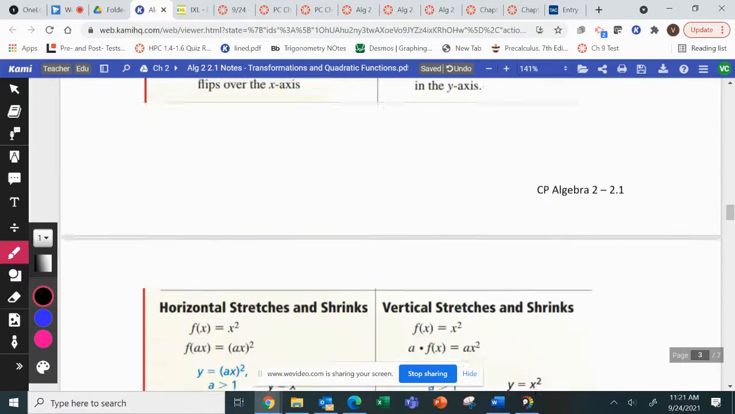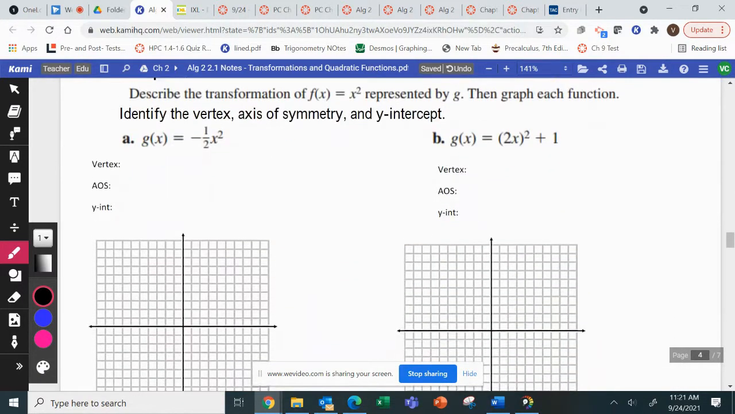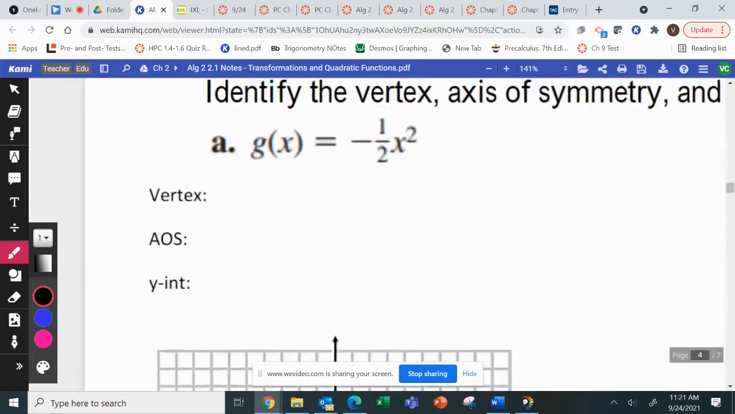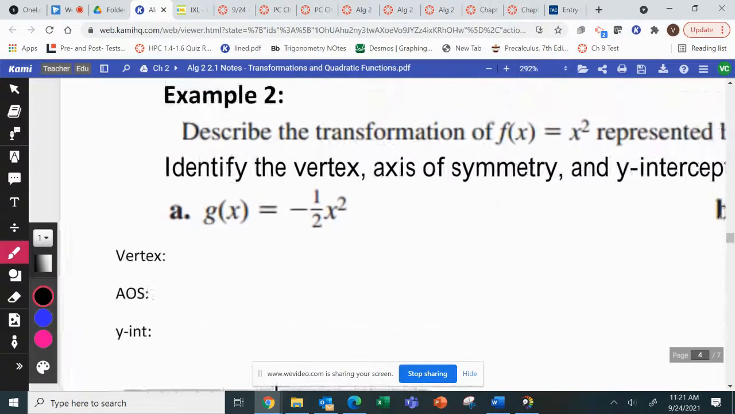Then there's some reviews on reflections, some reviews on horizontal stretches and shrinks. And then we're going to describe the transformation, graph it, identify the vertex, axis of symmetry, and y-intercept. So I'm not going to graph every single one of these. We'll graph B. We're not going to graph A. Let's look at it together. I need the vertex. Anna. Thank you for whoever yelled out, but Anna. So our vertex, do you need the vertex form again? Do you want me to write that?